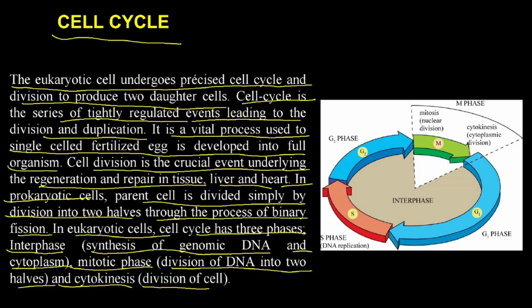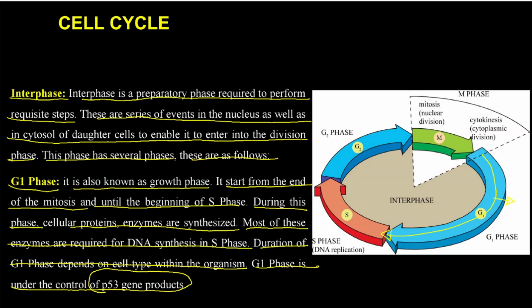So in eukaryotic cell, cell cycle has three phases. The interphase, in which the synthesis of genomic DNA and cytoplasm occurs. The mitotic phase, where the division occurs. And the cytokinesis, where the actual division of cell occurs and two daughter cells can be seen. Okay. Cell cycle, first of all, the interphase.